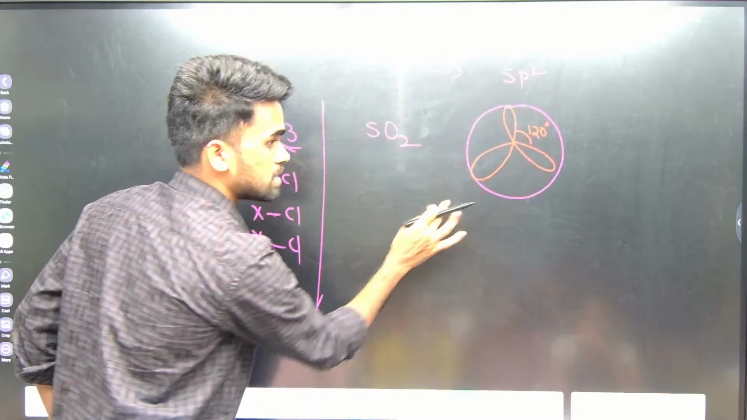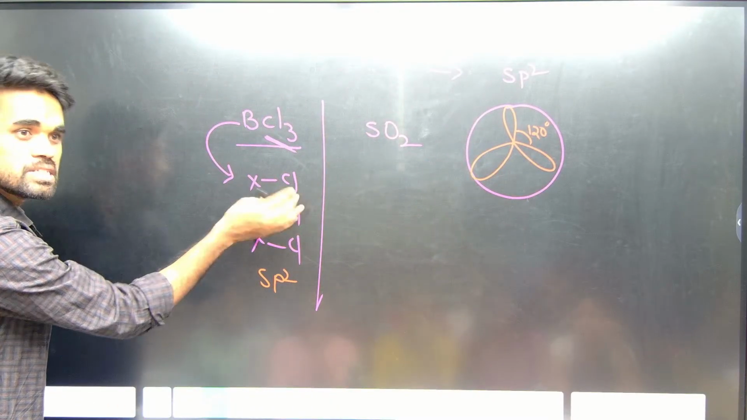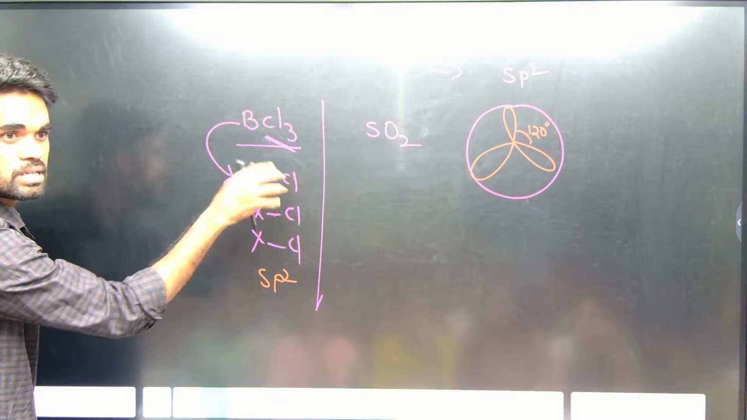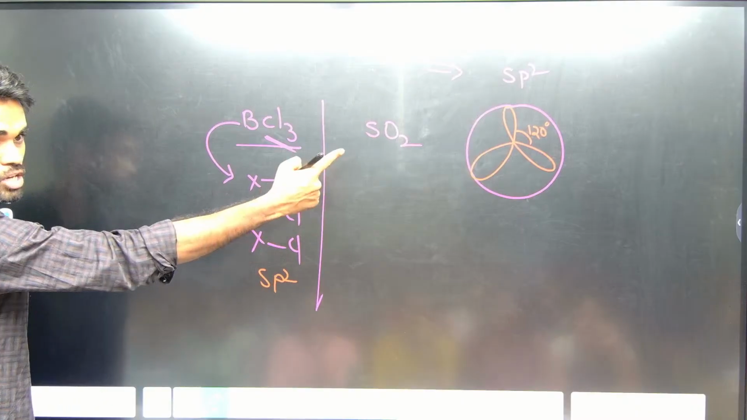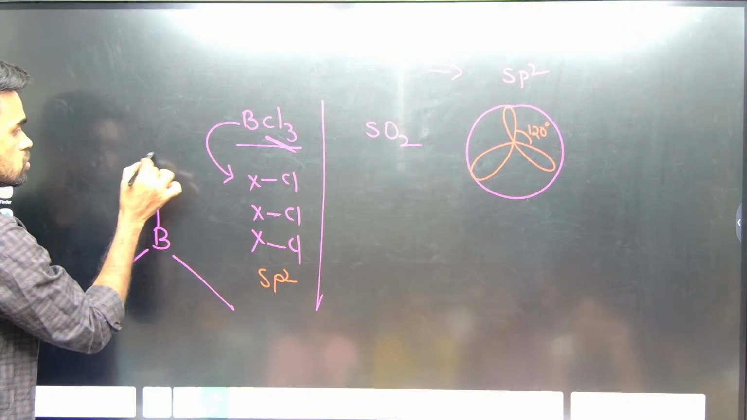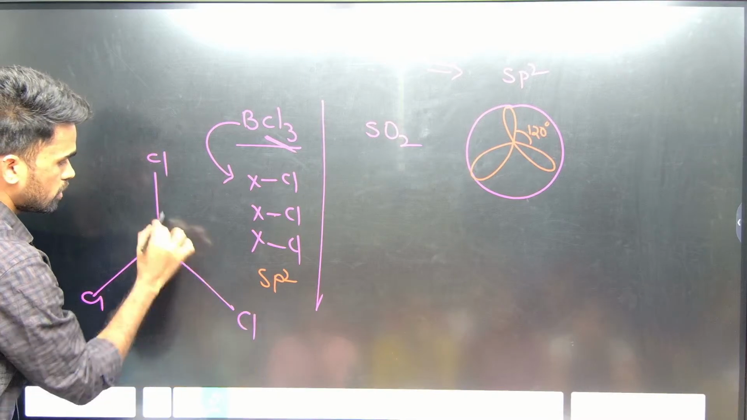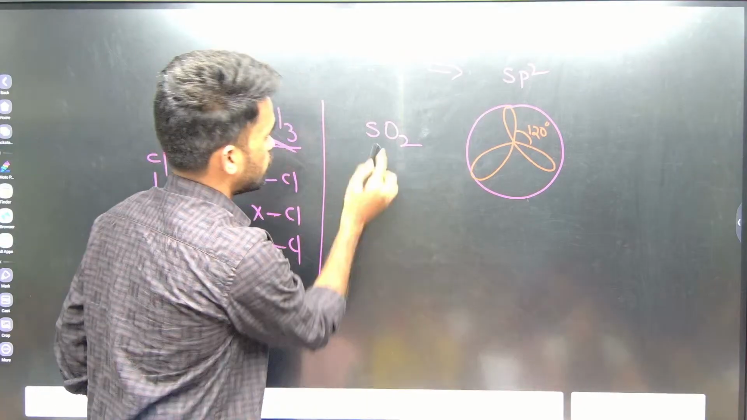How many bond pairs are there? 3 bond pairs. If they form a bond, they are bond pairs; if they don't form a bond, they are lone pairs, that's all. B is sp2, now what is our geometry? See, I can place them like this, chlorine, chlorine, chlorine. What is the angle? 120. Next, this one. What is the group number for this?